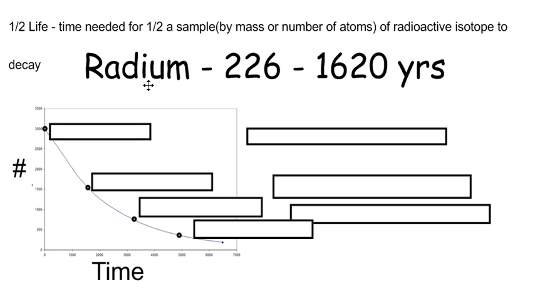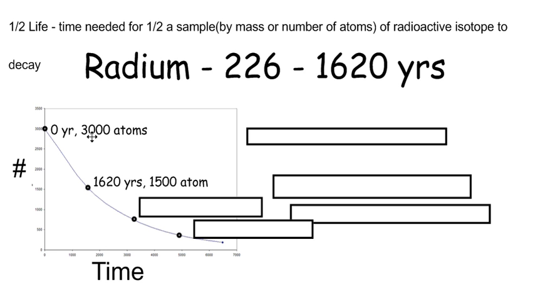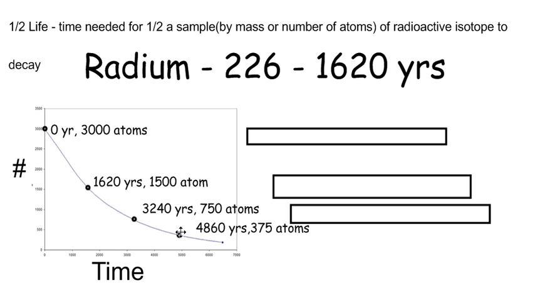Let's pretend we're studying radium, mass number 226, with that half-life. I start with 3,000 atoms of them. After one half-life cycle, half of my original amount will have decayed. 1,500 atoms decayed, and I'll be left with 1,500. After another half-life cycle, half of my remaining atoms would have decayed, and the same thing would repeat itself. After another 1,620 years, half of the 750 would have decayed.